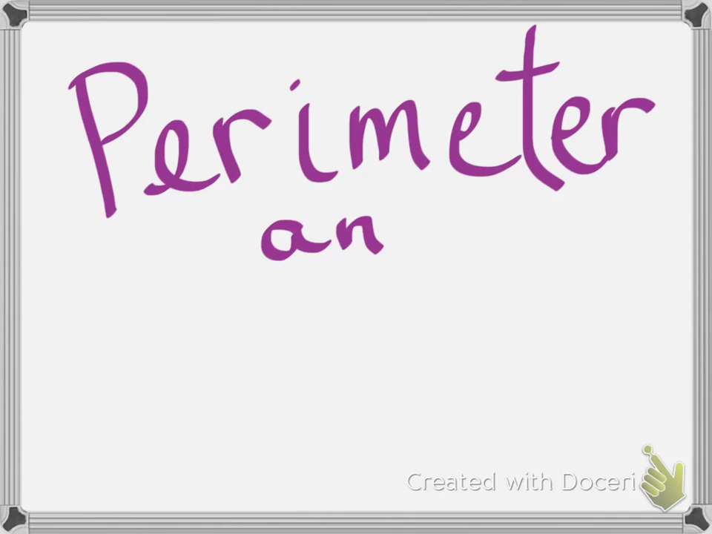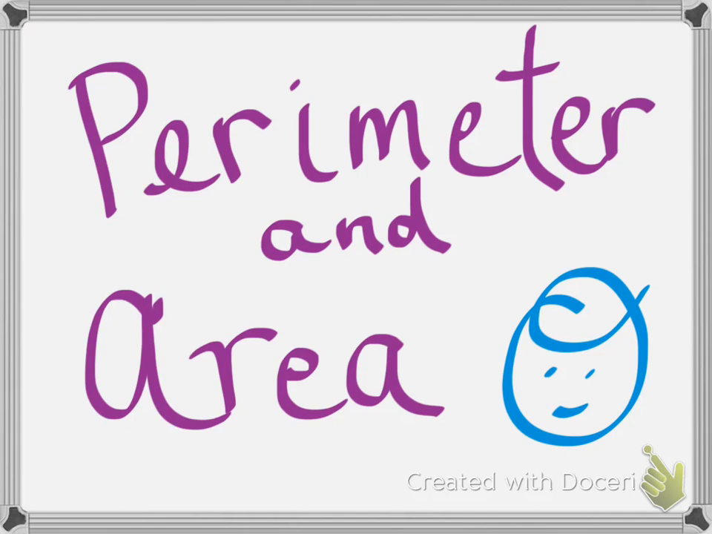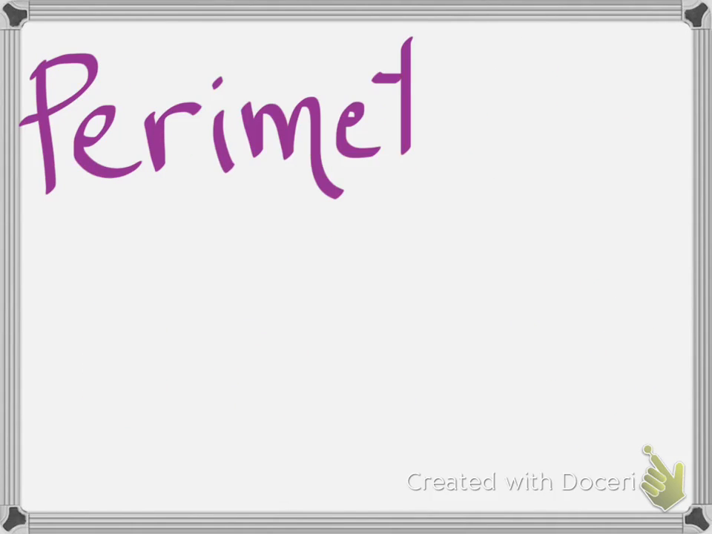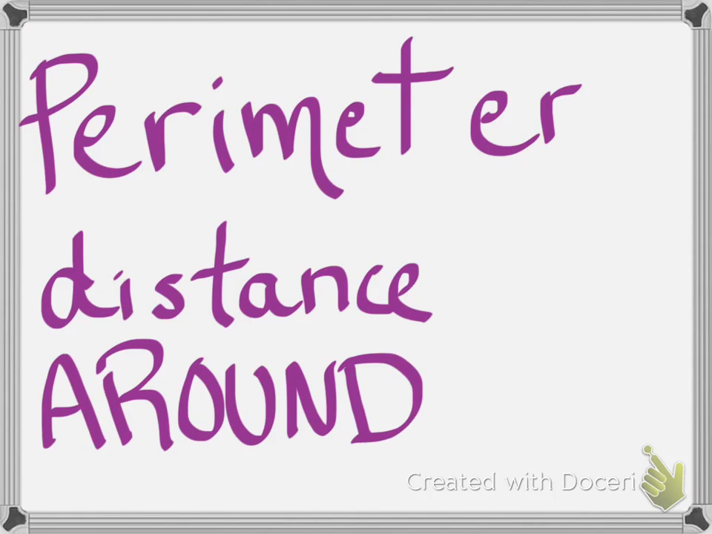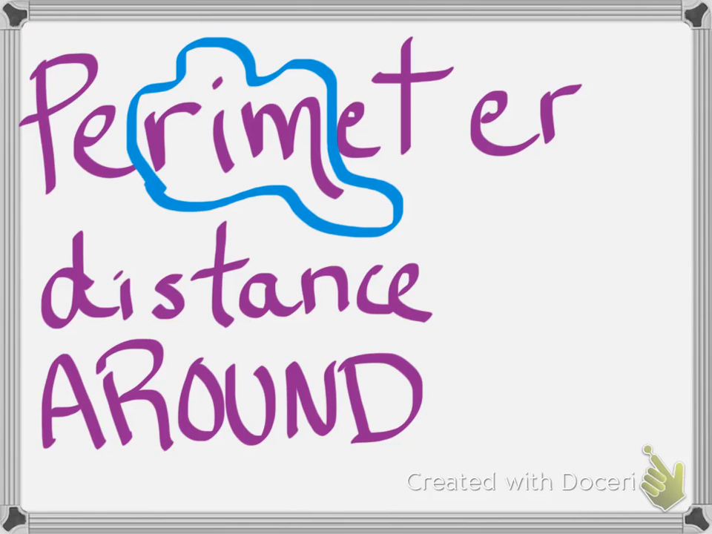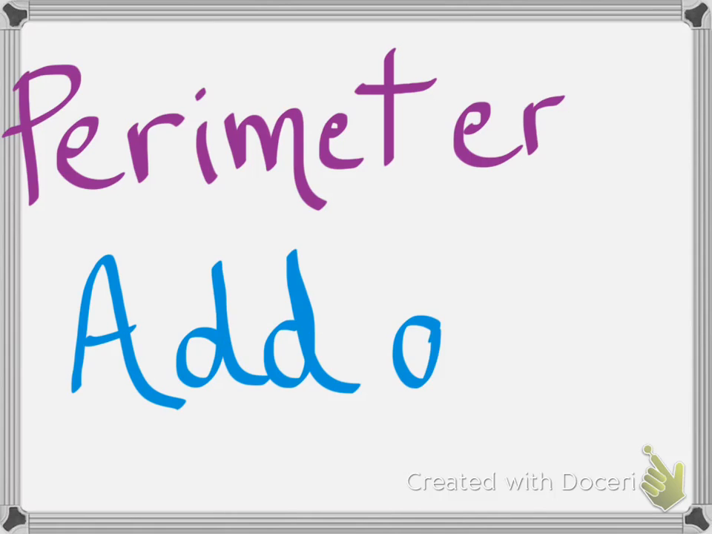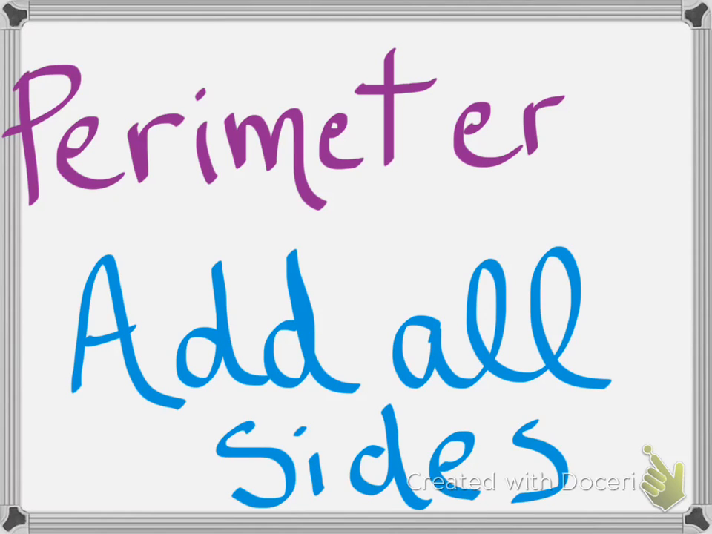Hey, this is Mrs. Gervasio here with another tutorial, and today we are going to be talking about perimeter and area. Let's get started. Perimeter is the distance around an object, around something, and so to help us remember that perimeter goes around the rim of something, we actually circle the word rim as a cute little reminder. And to calculate the perimeter of an object, we need to add all the sides.